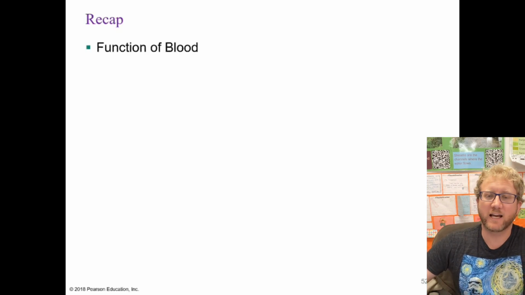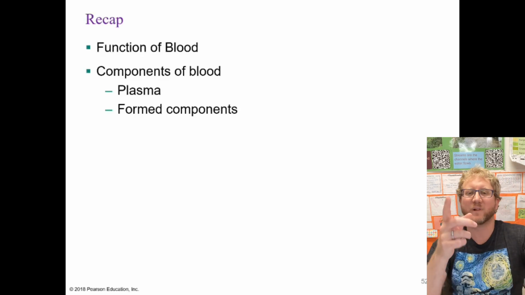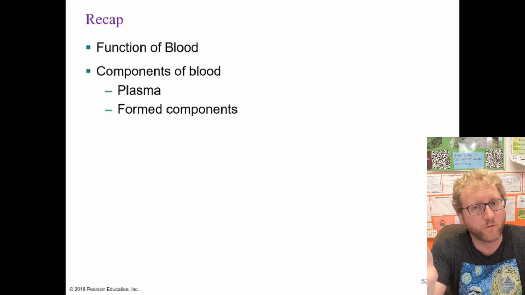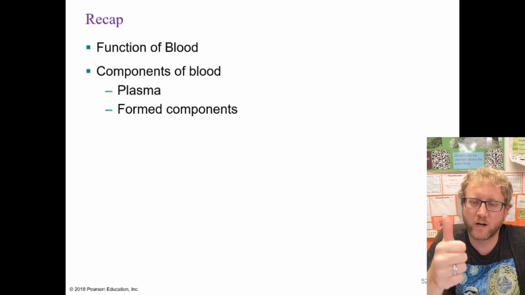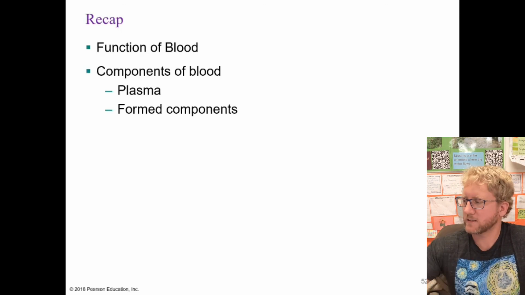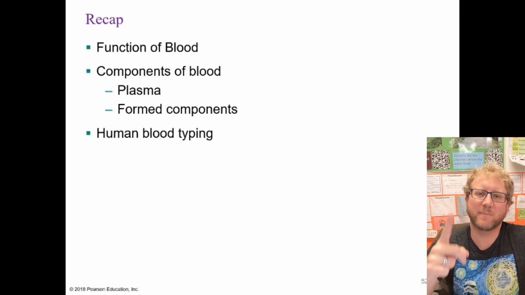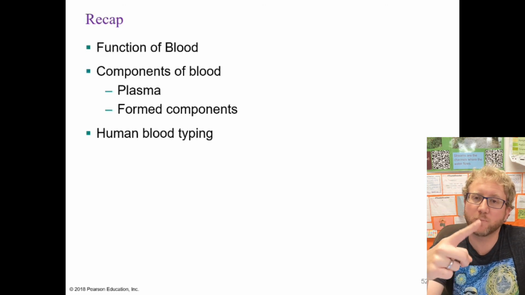Well, shoot, ladies and gentlemen, that brings us to the end. So what did we talk about in the last two videos? We talked about the function of blood. We talked about the components of blood, including plasma and the formed components. Remember, the formed components are the red blood cells, the white blood cells, and the platelets. We talked about human blood typing and how which antigens will determine your blood type.